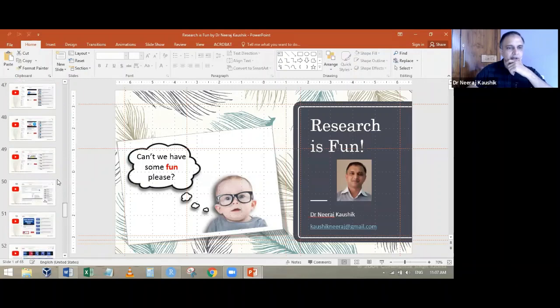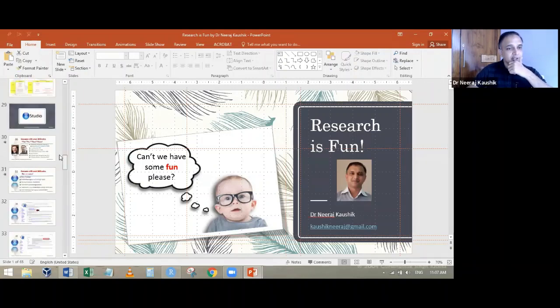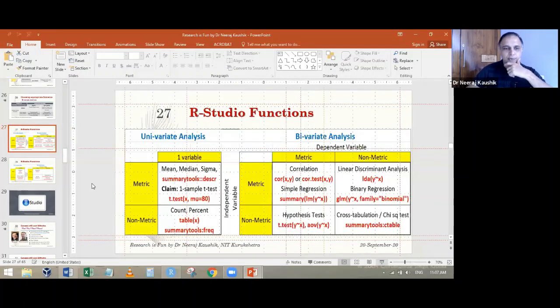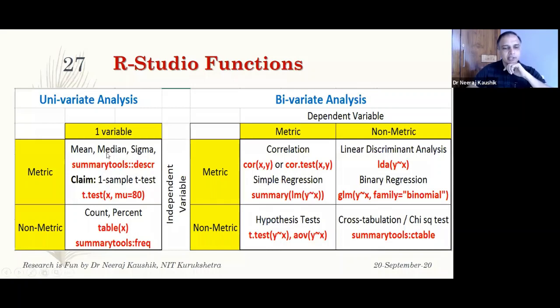We will use it later. What were these things? Look at this. Now in this table, so far I have covered this. Okay, not covered this. Let's cover this. Summary tools, descriptive table I have covered, and summary tool frequency. Okay, I will cover this also.